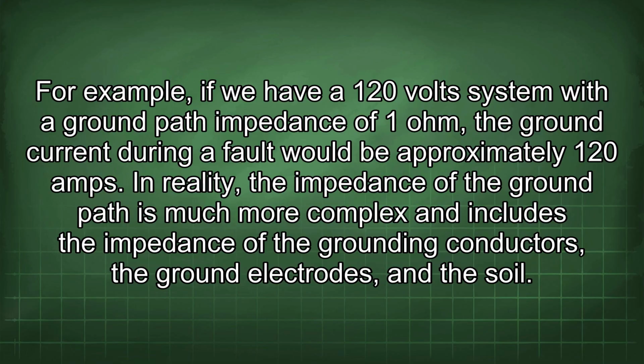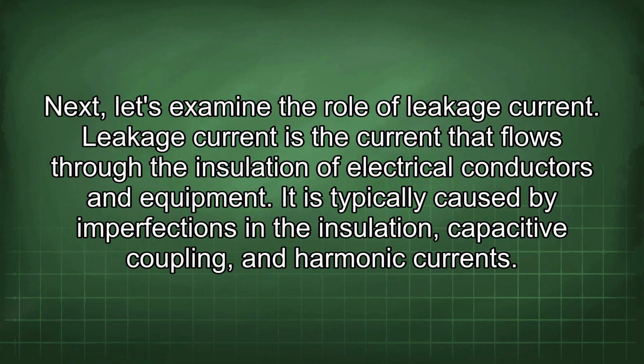In reality, the impedance of the ground path is much more complex and includes the impedance of the grounding conductors, the ground electrodes, and the soil. Next, let's examine the role of leakage current. Leakage current is the current that flows through the insulation of electrical conductors and equipment. It is typically caused by imperfections in the insulation, capacitive coupling, and harmonic currents.